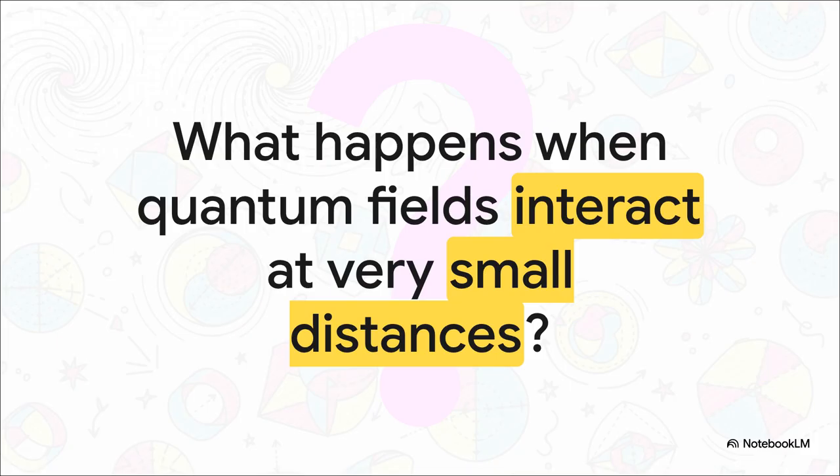You've got these things called operators. You can just think of them as little markers for fields or particles at a specific point. So what happens when you bring two of them so close together that they're practically on top of each other? How in the world do you describe that interaction?